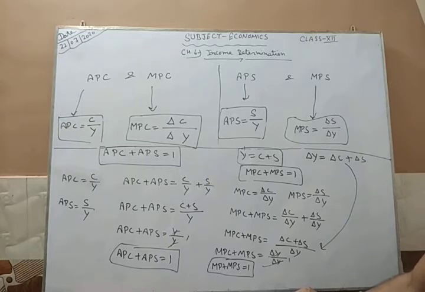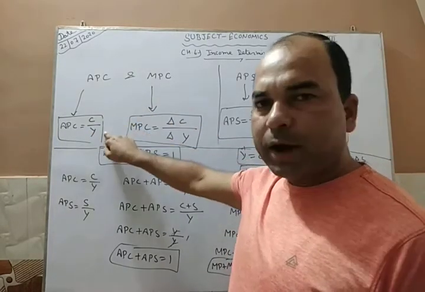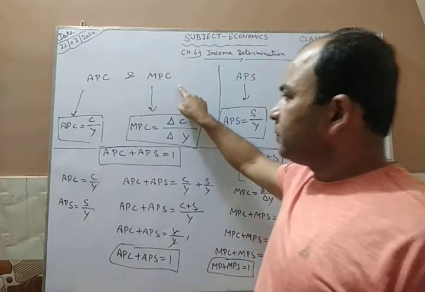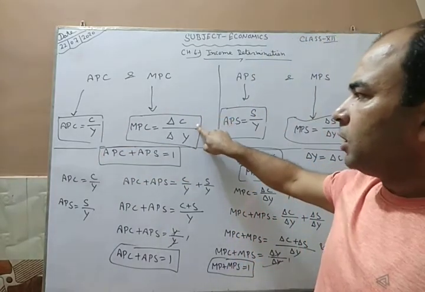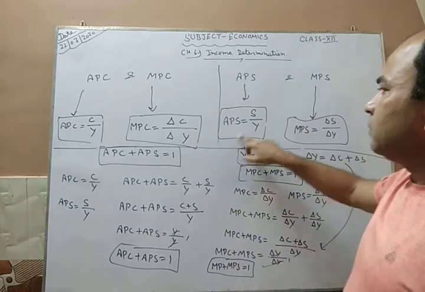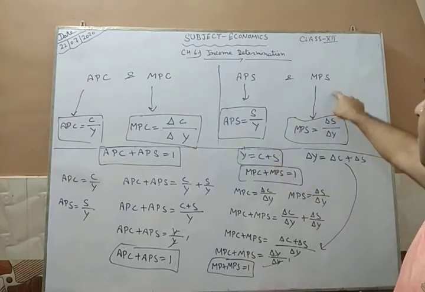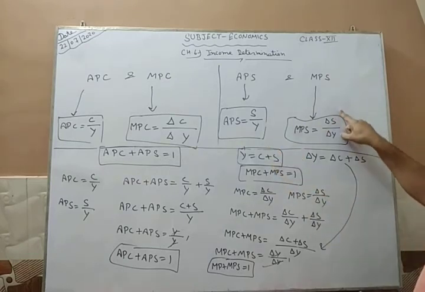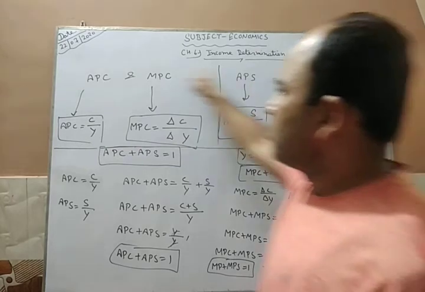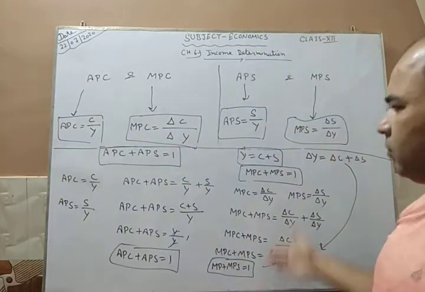Students, what do you mean by APC? APC is average propensity to consume. It is a ratio of consumption and income. What do you mean by MPC? MPC is change in consumption upon change in Y. APS is equal to saving upon income. MPS is change in saving upon change in Y. By the help of these four concepts, we can calculate this derivation.